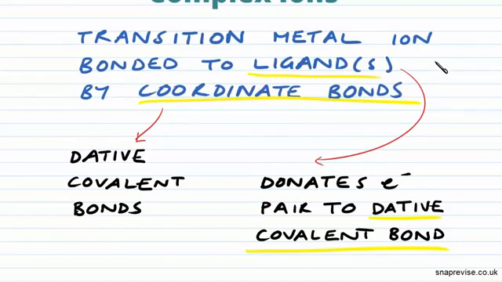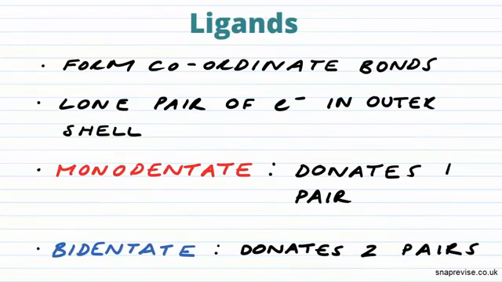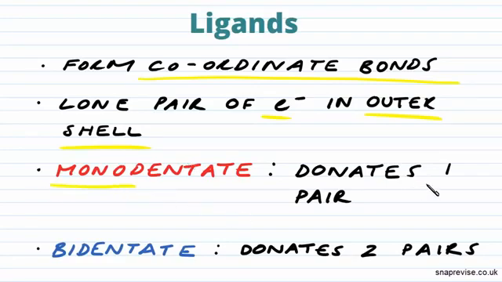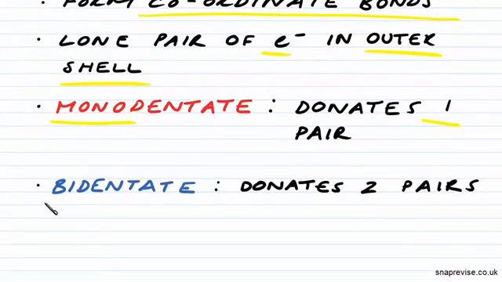And we'll have a greater look at what these coordinate bonds are when we look at the structure of our complex ions. But first, let's have a look at some common ligands. We said how our ligands form these coordinate bonds, these dative covalent bonds. And they do this because they have a lone pair of electrons in their outer shell, which they can use to form this bond. Ligands can take a number of different forms. They can be monodentate, donating one pair of electrons, bidentate, donating two pairs of electrons, or multidentate, donating multiple pairs of electrons.